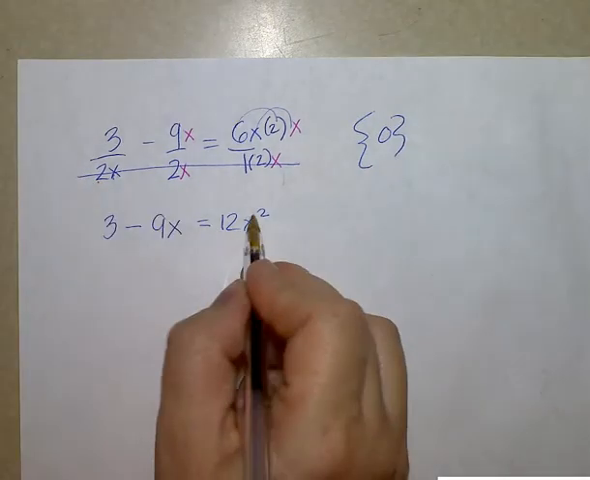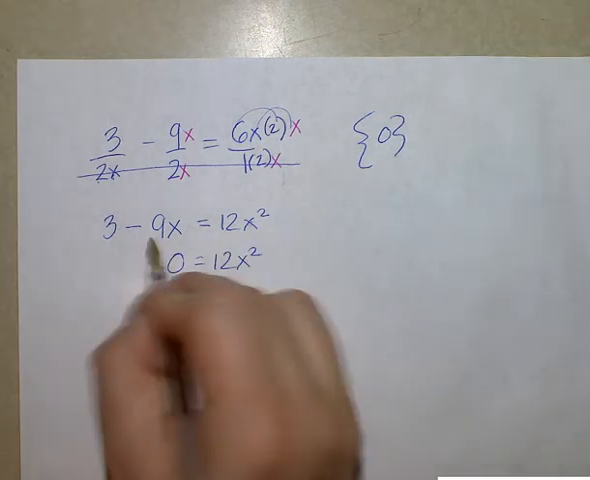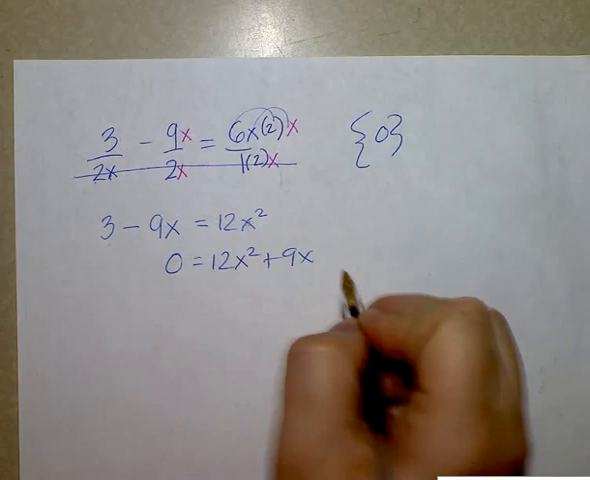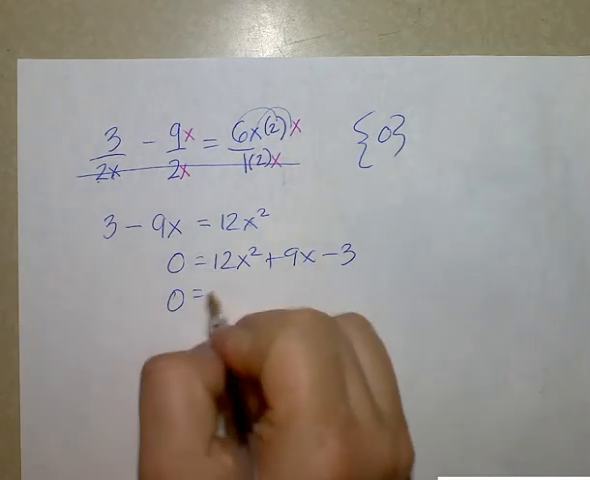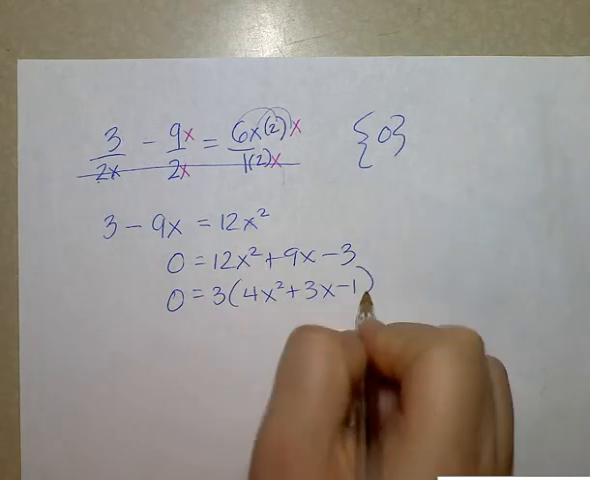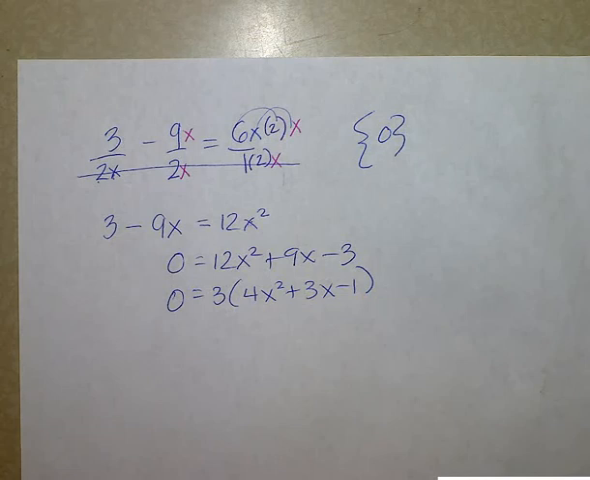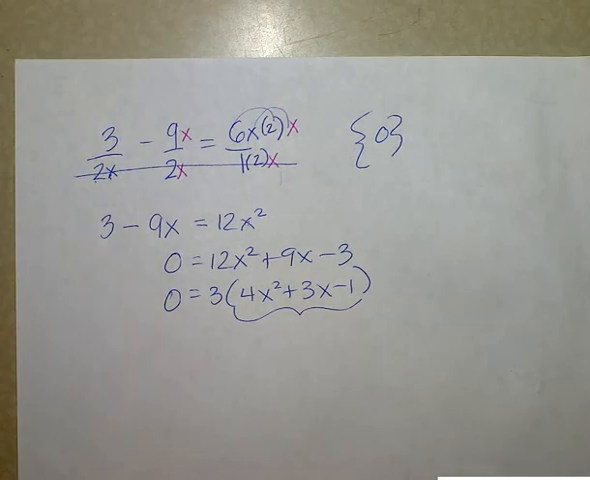So I'm going to move everything to the same side as the x squared. When I move the 9 over, it becomes positive. When I move the 3 over, it becomes negative. All of these numbers are divisible by 3, so I'm going to factor out a 3. And then I'm going to focus on this trinomial. I'm going to factor just the trinomial inside, not the 3 that's been factored out.